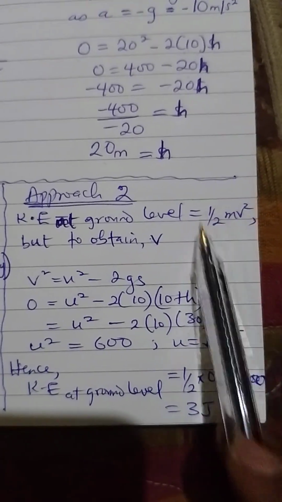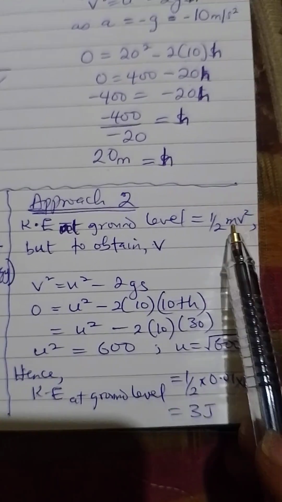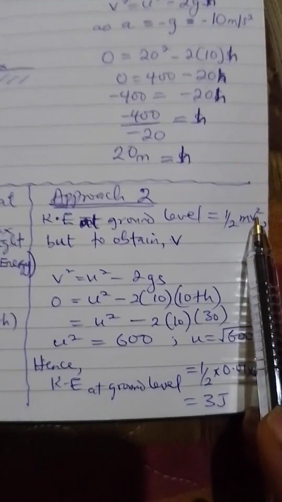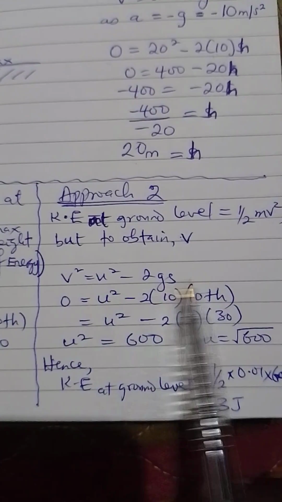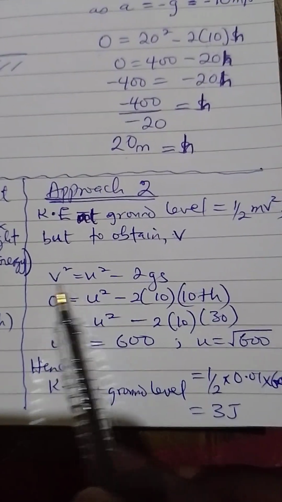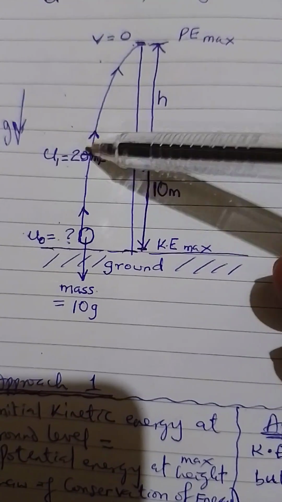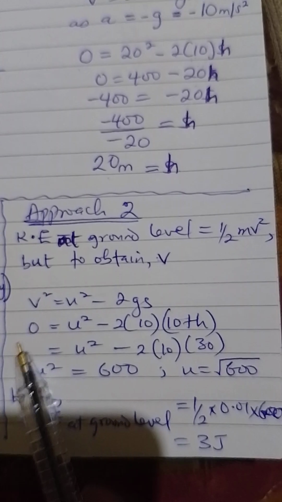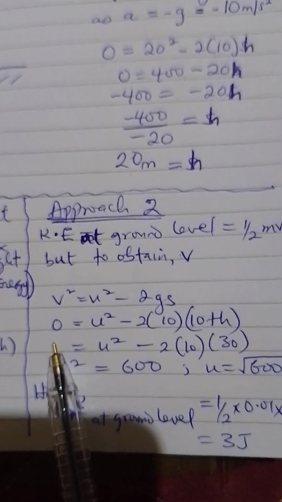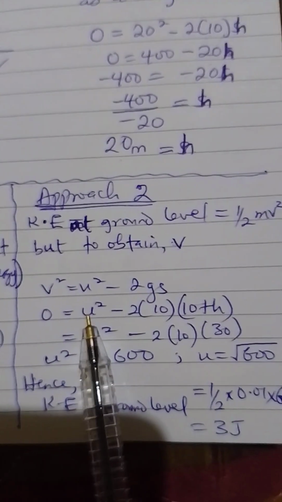This is the actual formula for kinetic energy, half mv squared. So we need to get this v, but to obtain v, we need to get it using the total height, not just the part of the height. All right, so we have final velocity is 0. Initial velocity is what we are looking for.